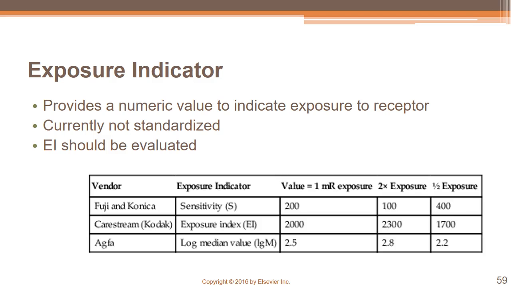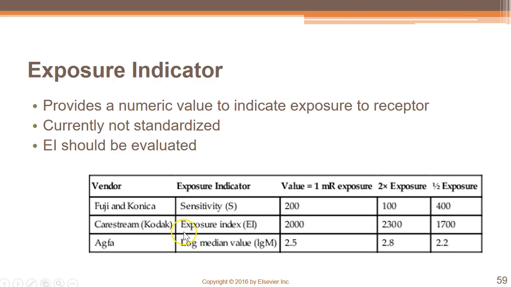Now, I found this, and these are just the 3 top ones. Exposure indicators are even called different things. So Fuji and Konica use something called an S number, and that's sensitivity. And its value for 1 milliroentgen is 200. So your 200 is what you're always looking for. Now, here's something that's even stranger. If you're 2 times more than it should be, your number goes down. And if you're only half of what the number should be, it goes up.